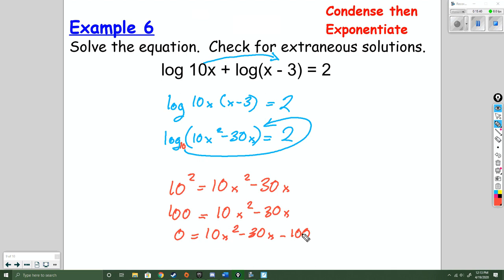So we're going to give it a shot here, and the first thing that we're going to look for is greatest common factor, which we do have. 10 is a common factor in each one of those terms. So we're factoring a 10 out, and what we got left over is x squared minus 3x minus 10. Now we want to factor that x squared minus 3x minus 10. That factors to be x minus 5 times x plus 2.